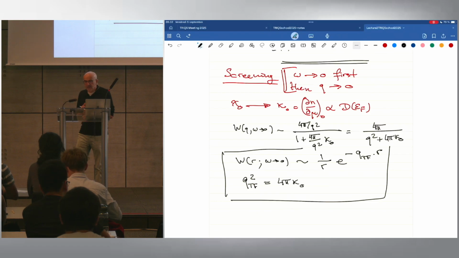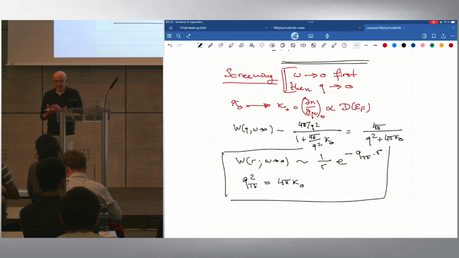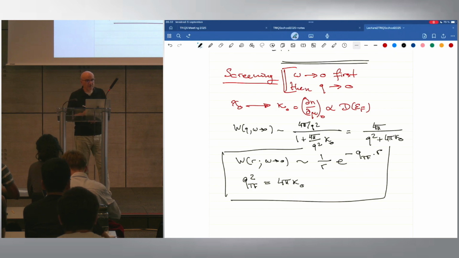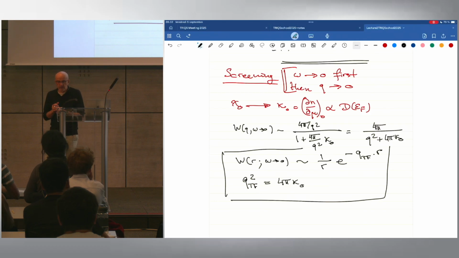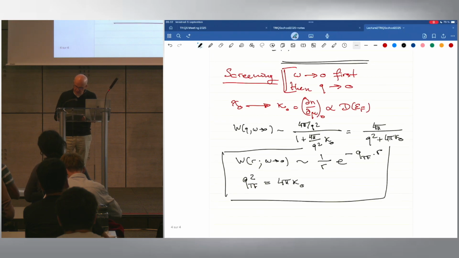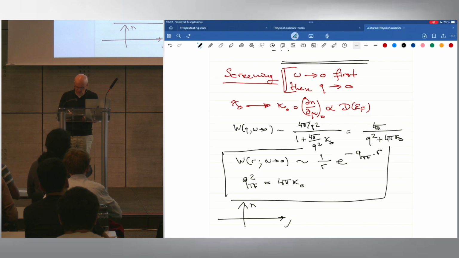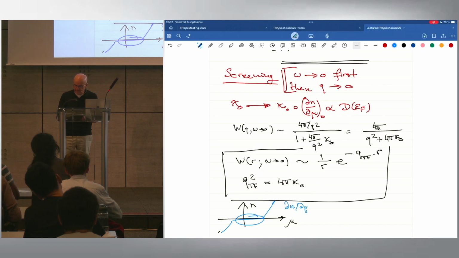Now, this is all good as long as kappa naught is finite, right? It's non-zero. But of course, if you are in an insulator, the compressibility is going to be 0, because in an insulator, there is a gap. And if there is a gap, it means that N versus mu has a plateau. I'll try to draw that in a different color. Has a plateau like that. Hence, dn d mu here in the insulator is 0, right? Although, if you want, there is no density of states.